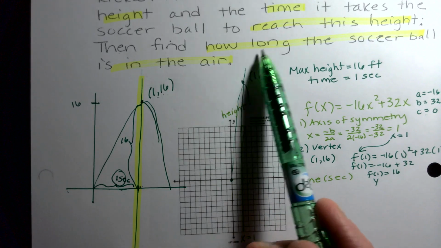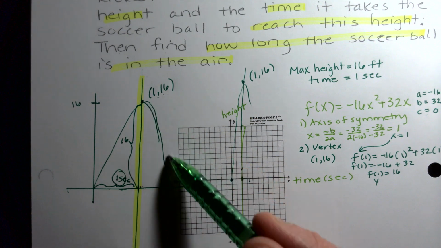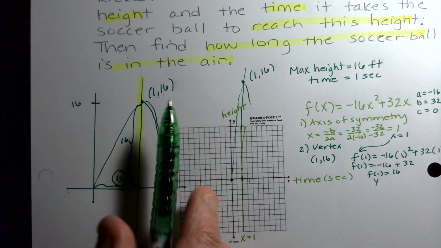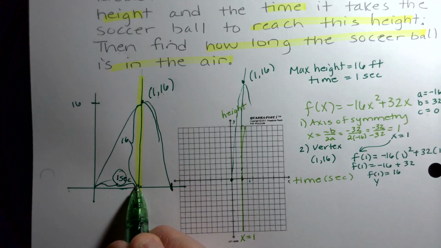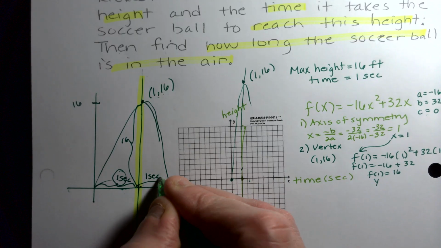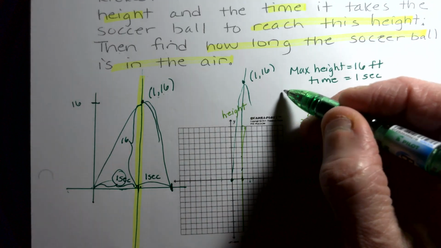Then find out how long the soccer ball is in the air. Okay, so we kick it, it goes up, and eventually it hits the ground here. Well, remember, this is a symmetry line. So if it's 1 second from here to here, guess what it is from here to here? 1 second. So what was the total time in the air? 2 seconds.